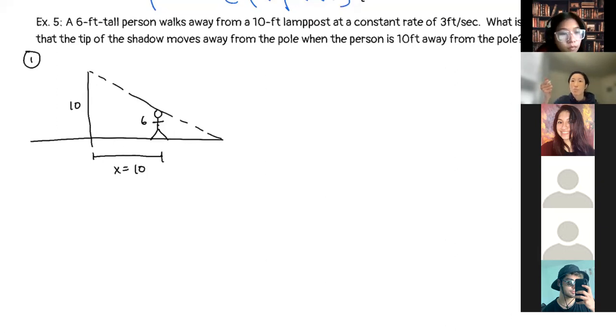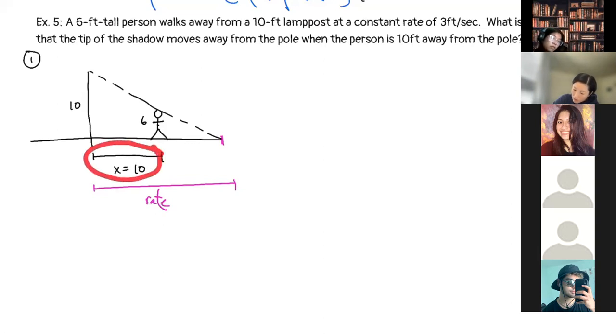Now the question is, what is the rate that the shadow is moving? What we're really trying to figure out here that makes this one a little different than the others is we want to find the rate that this whole part is changing. The way we're going to do that is we're going to find the rate of this part, and then we're going to find the rate of this part. And we're going to add them together to get the rate of the shadow.